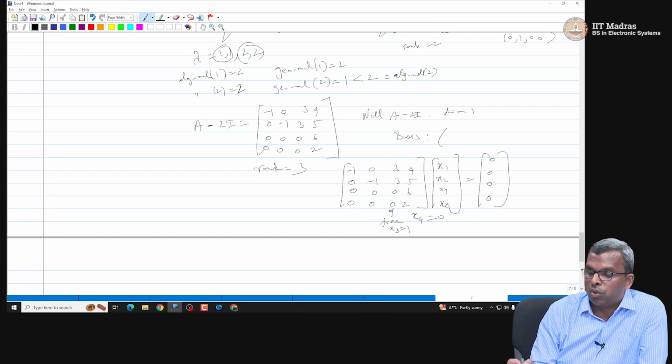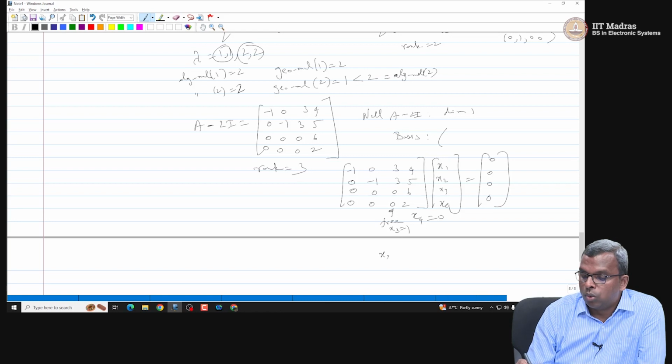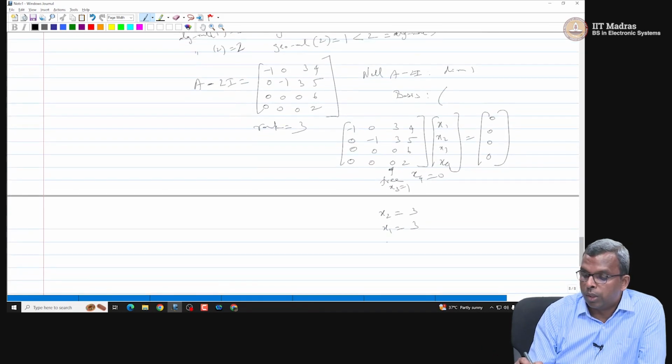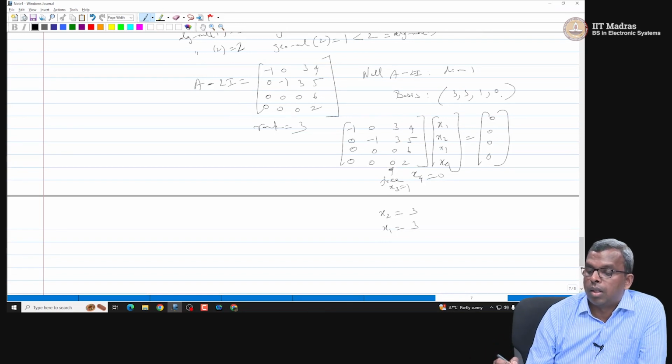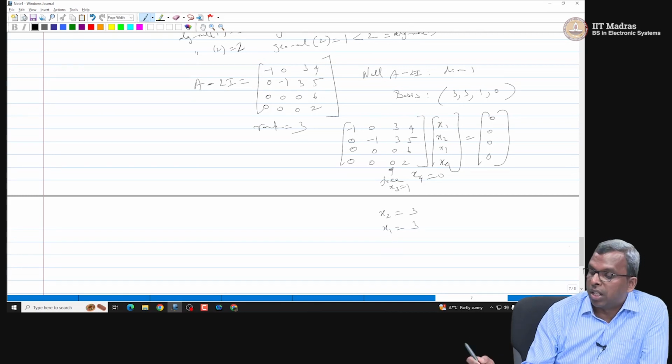Okay, so this is a very usual way of doing it. When you have a free variable, you set it as something non-zero, usually 1. Other things are 0, so you get this case to be true. So once x3 is 1, you will see that x2 has to be 3 and x1 has to be 3, right? So you get that the basis is just 3, 3, 1, 0. Is that okay? So that's the basis.